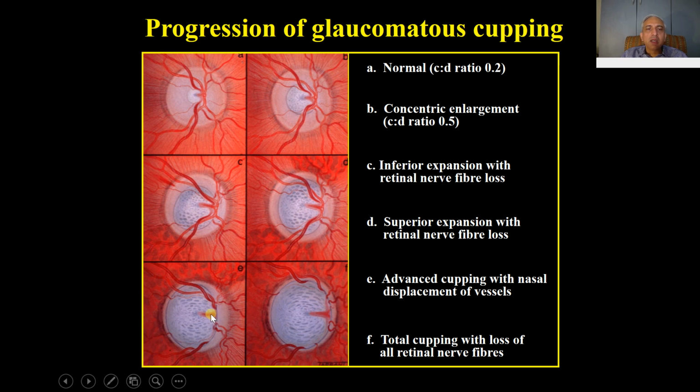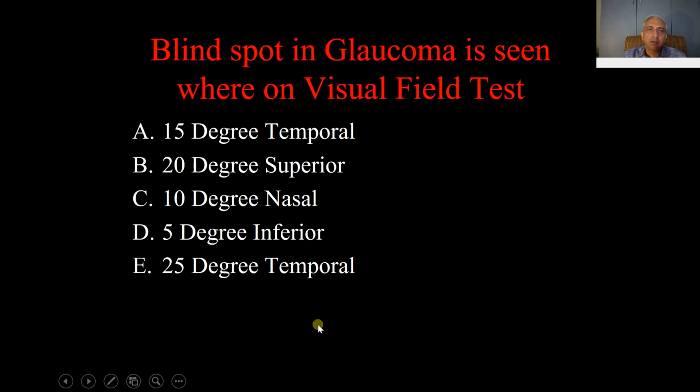Here the blood vessels are going into the excavated part, and then they're climbing in and climbing out. That is the reason why you're not seeing the blood vessel. And then there is total cupping with loss of all retinal nerve fiber layer, and these slit-like defects have become horizontal in this patient. Initially they were rounded, but when they are stretched, they tend to become horizontal. So this is a typical advanced end stage glaucoma patient.